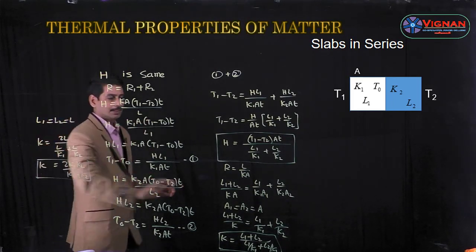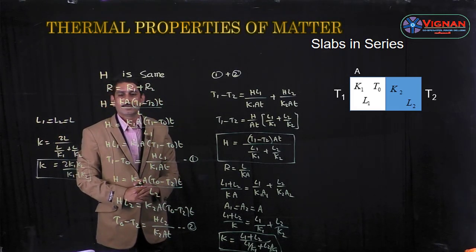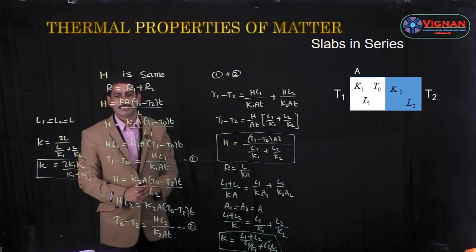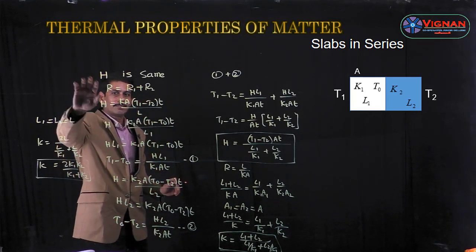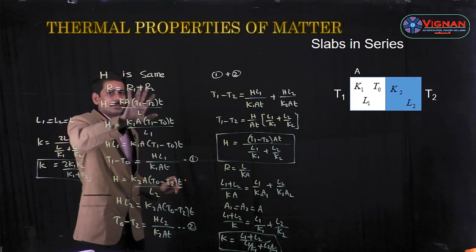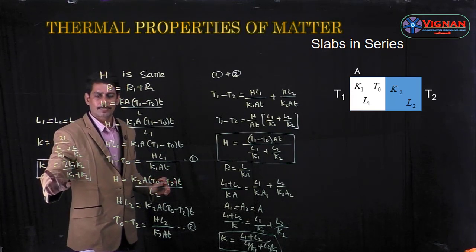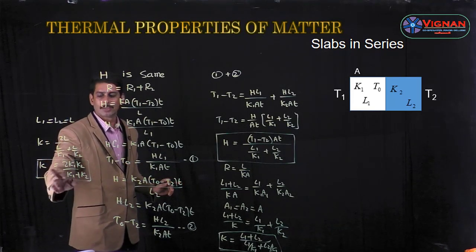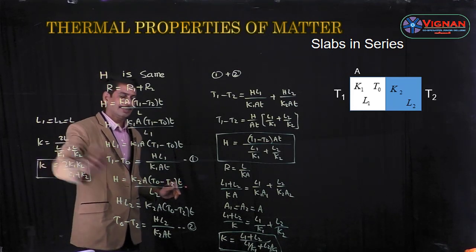provided lengths are equal and the area of cross section is also equal. So this is the case when slabs are connected in series. Whenever the slabs are connected in series, the heat energy flowing is the same and the effective thermal resistance R is nothing but R1 plus R2. Then we get the effective thermal conductivity as K is equal to 2 K1 K2 by K1 plus K2 when the length and areas are the same.